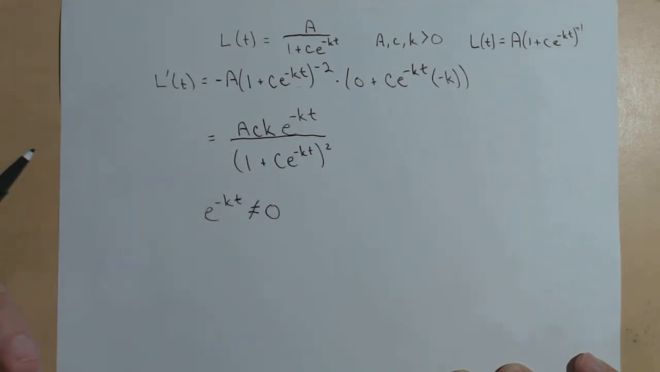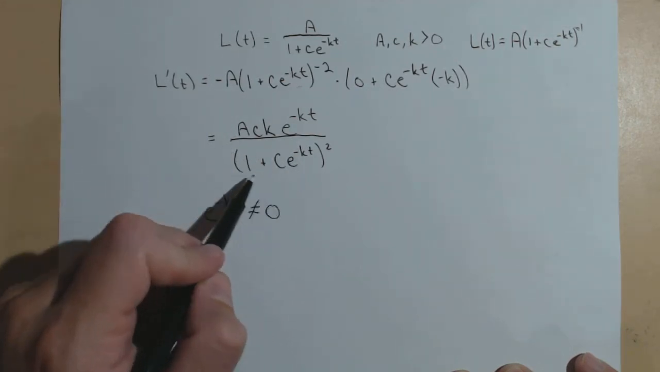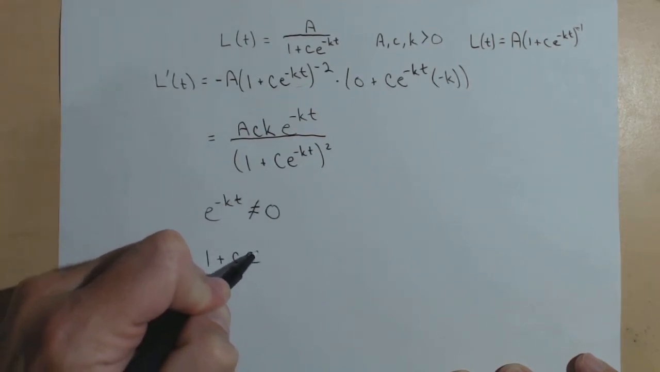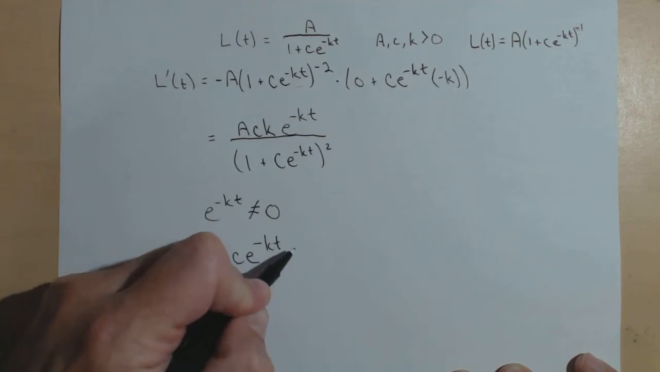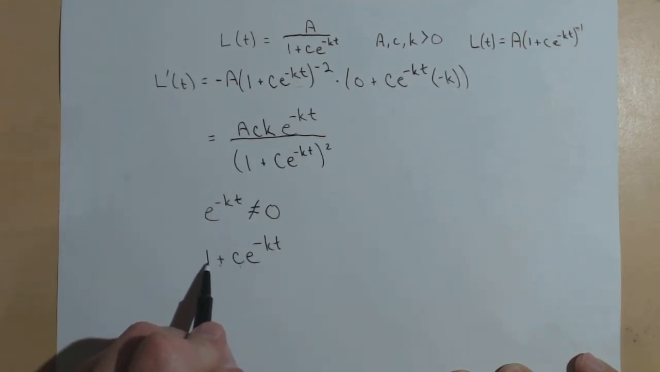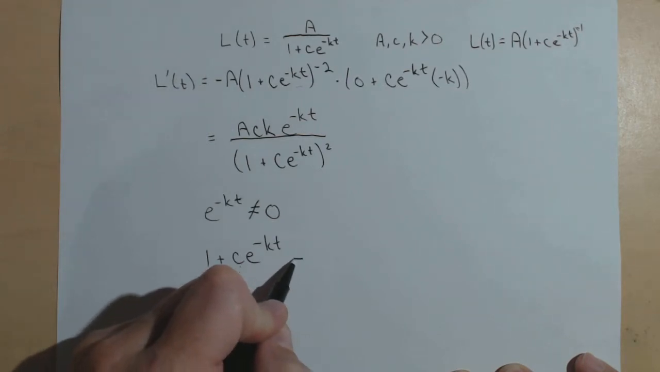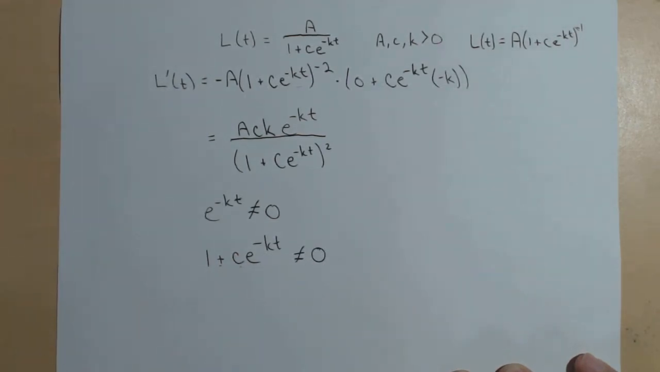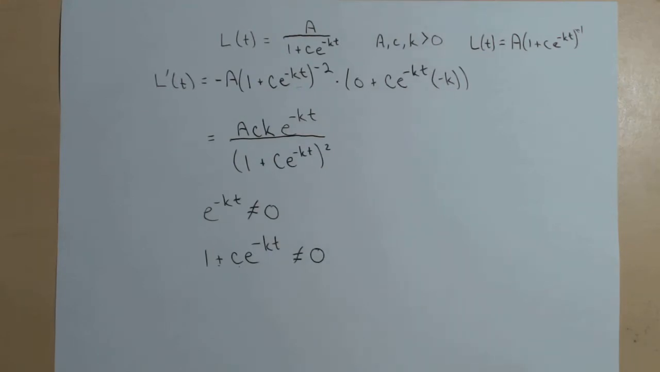Now, remember, for critical points, it could also be a point of discontinuity, so we've got to check the denominator, 1 plus ce to the negative kt. Well, this part's never going to be 0, and we're adding 1 to it. So this is going to have a horizontal asymptote at 1. This is also never going to be 0. So we actually have no critical values for this particular function.